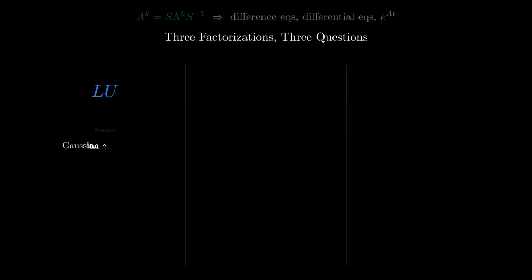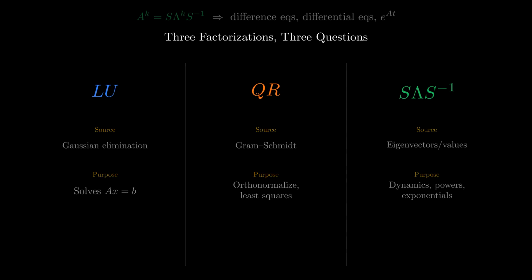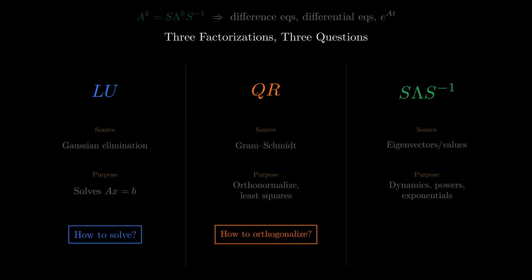Now the family portrait. LU from elimination solves Ax equals b. QR from Gram-Schmidt also normalizes columns for least squares. S lambda S inverse from eigenvectors reveals dynamics, how A behaves under repeated action. Three factorizations, three questions. LU asks how to solve. QR asks how to orthogonalize. Diagonalization asks what this matrix really does over and over.